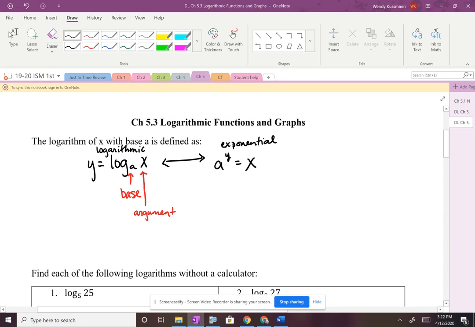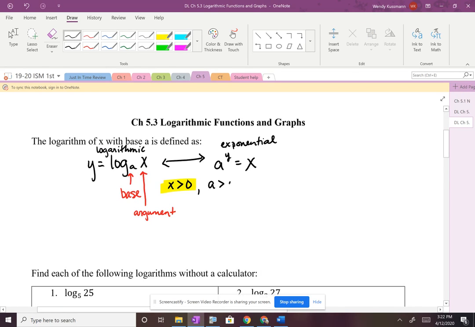There are a couple of specifications on a and x. x has to be positive. This is the biggest thing. Our argument has to be positive. You can't have something to a power be negative. It's not going to work out like that. So make sure that your x value is always positive.